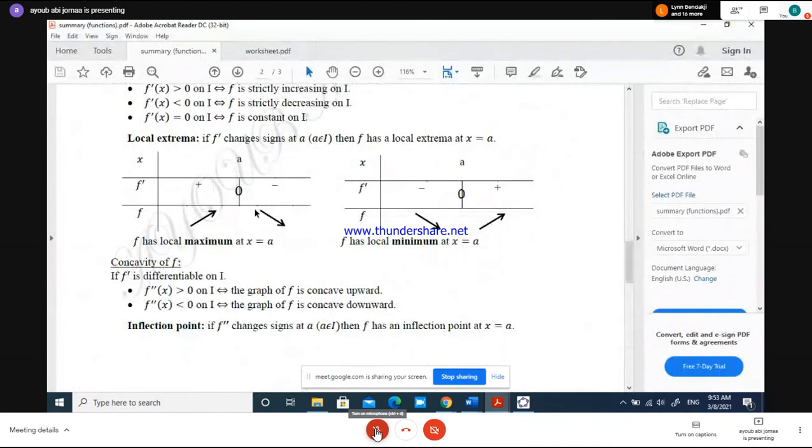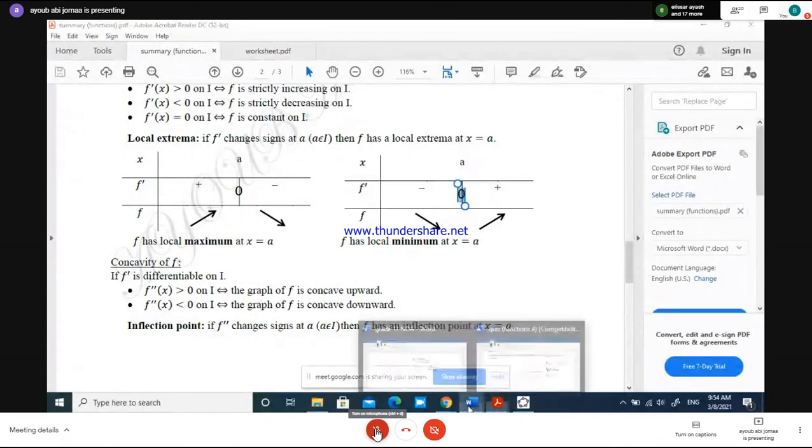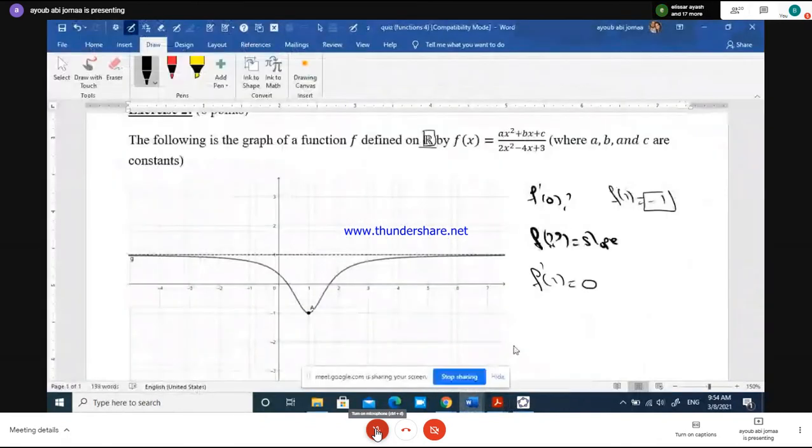At a maximum, the derivative f prime is 0. At a minimum, f prime is equal to 0. At an inflection point, the second derivative is equal to 0. So here, the first thing: f prime is equal to 0, because this is a minimum, at point A. This is the minimum point.